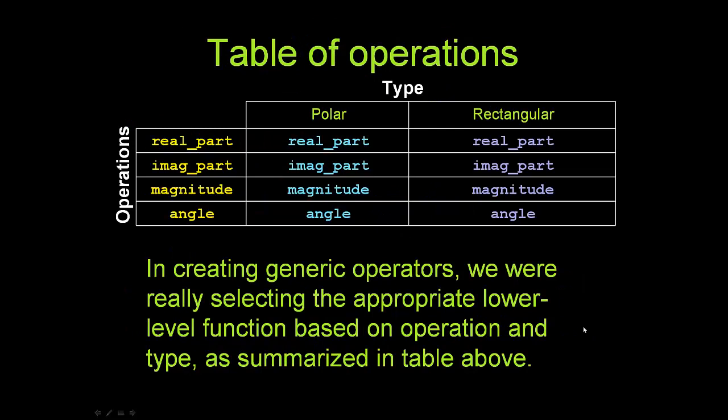All right, so let's take a look at this chart. There are 4 operations: real part, imaginary part, magnitude and angle. And there are 2 kinds of data representation, the polar and the rectangular. Each of them has its own real part, imaginary part, magnitude, and angle functions. You don't have to care about the names. You put them into this table, and every time you want an operation, for example real part, you check the data and pick out the function that you need from this table.